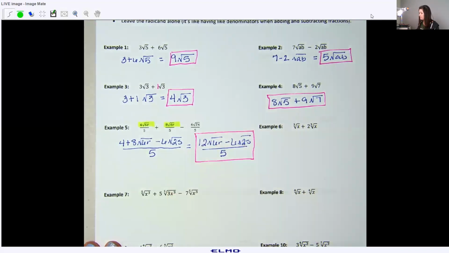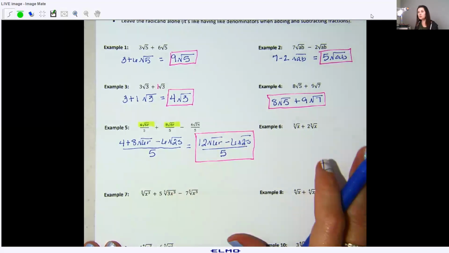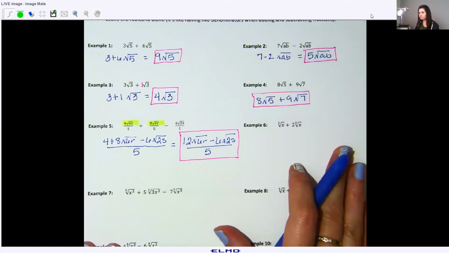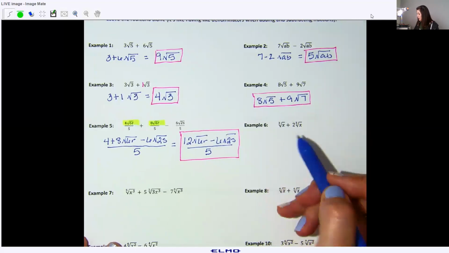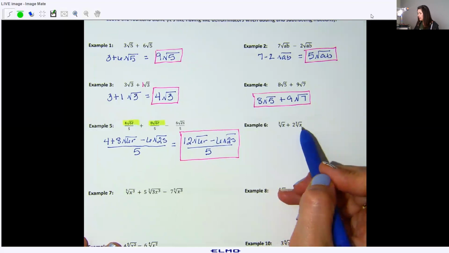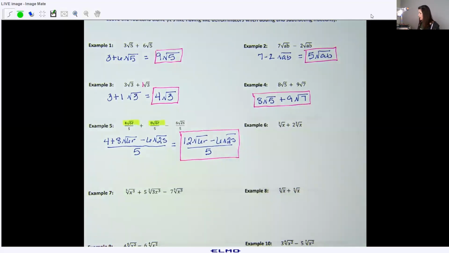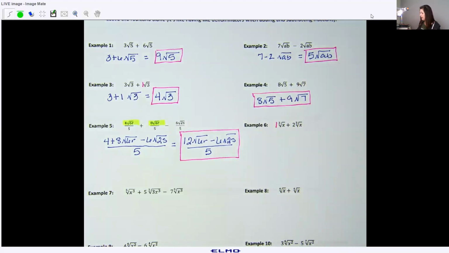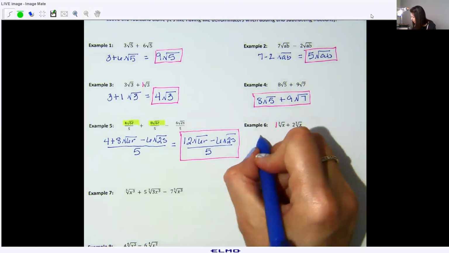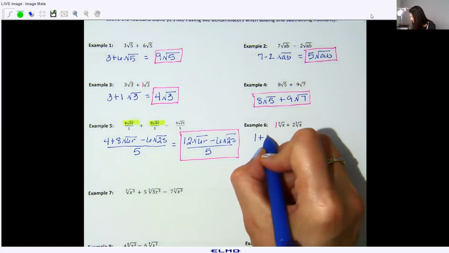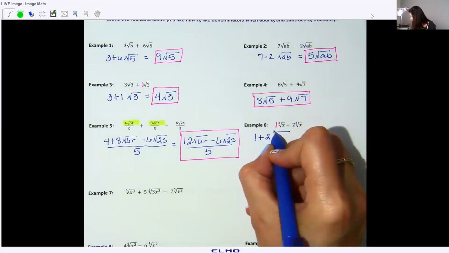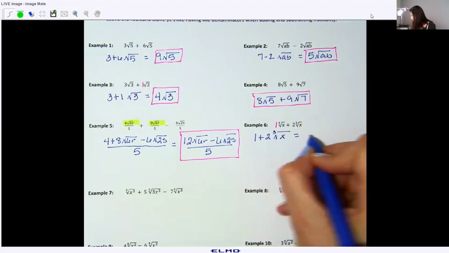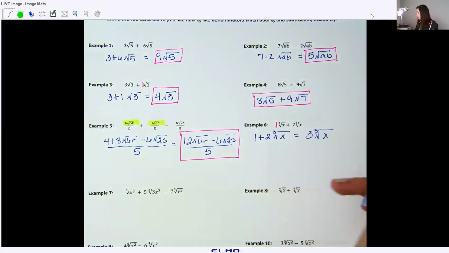Okay. All right, moving on to example number 6. Both of our radicands are alike and both of our indexes are alike, so we can add these. I'm going to put a 1 there to remind me to add that 1. So we have 1 plus 2 cubed root of x equals 3 cubed root of x. Okay.